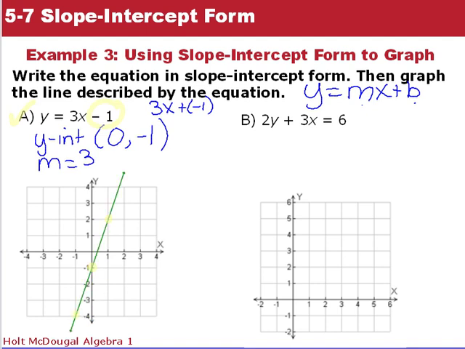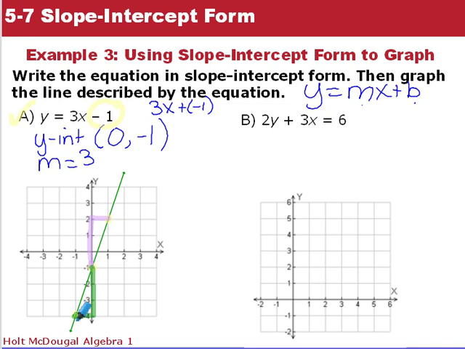So again, connecting those points, remember our slope: we started at our y-intercept, we rose 3, and we ran 1 to get our next point. To go down below, we went down 3 and over 1, so they're both negative in that case.